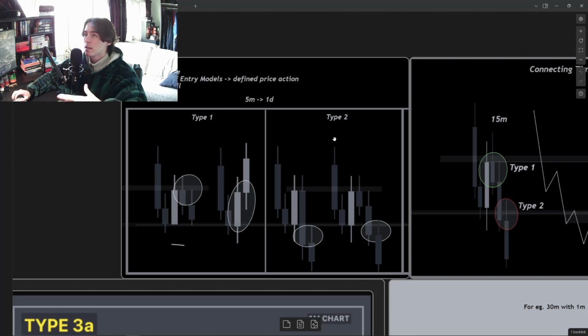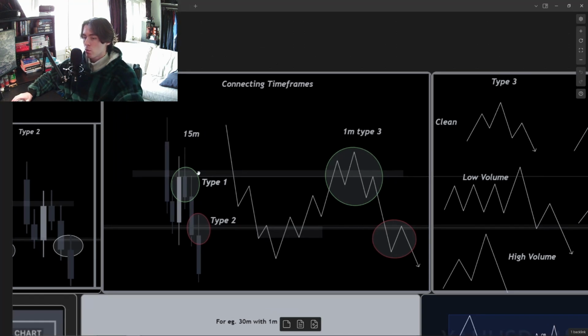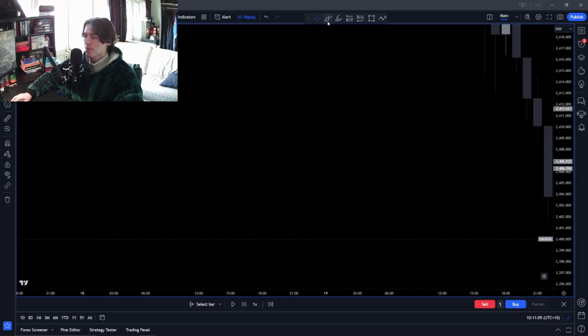Because you're trading individual candles, you're trading 30 minutes, an hour of price action, whereas if you go onto low time frame market structure, you're trading the exact same period of time, just looking at it in more detail. So a type 1 on the 50-minute time frame might look like a type 3 on the 1-minute time frame. What is a type 3? A type 3 is just a shift in market structure, a change of character.